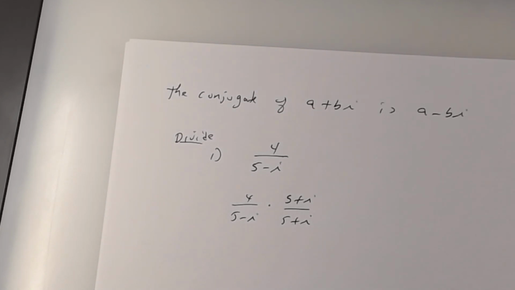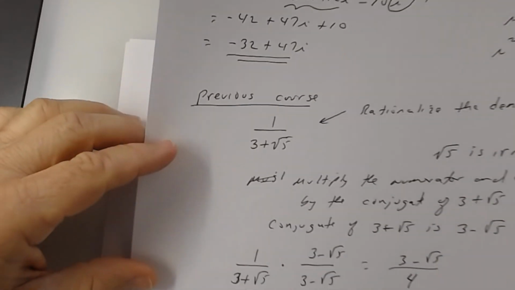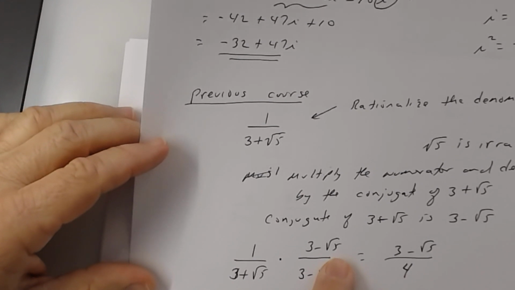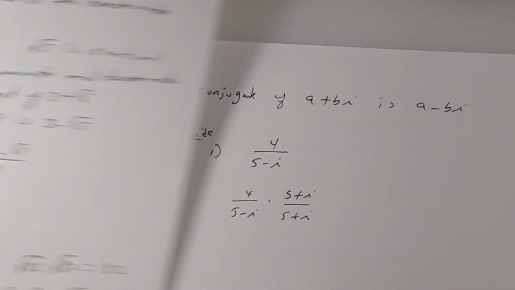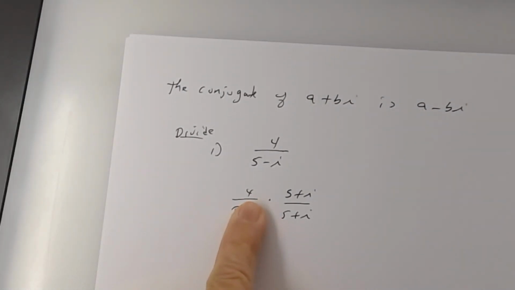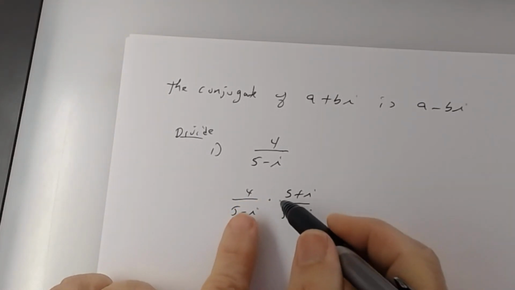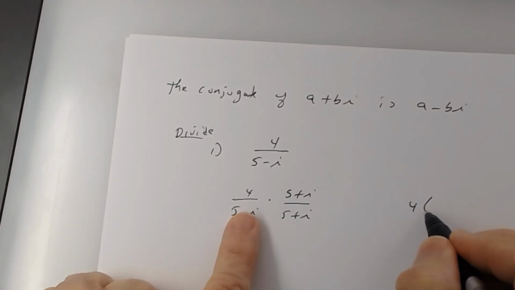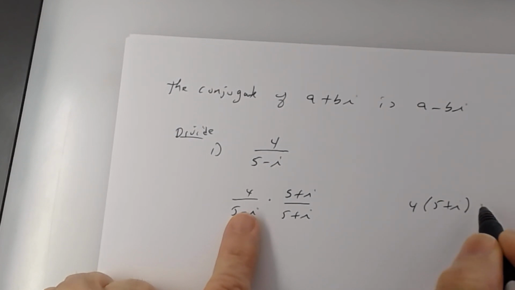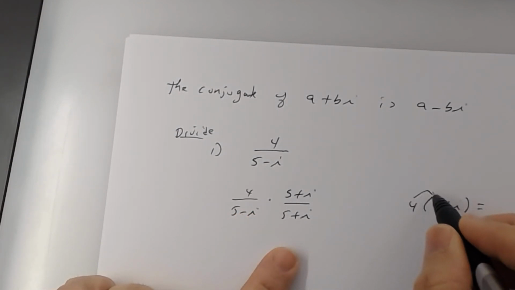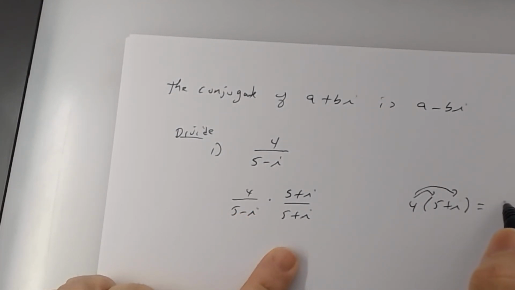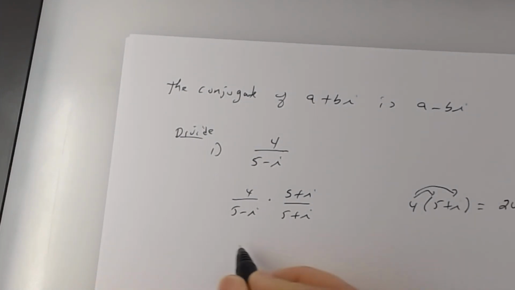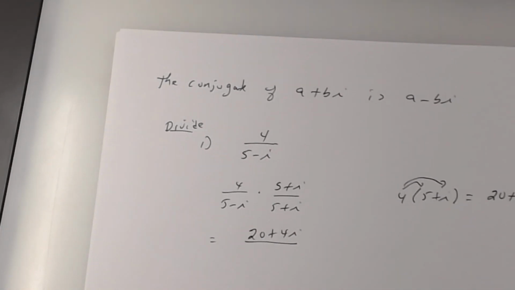Now in the previous problem, that was a 1 right here in the numerator. So 1 times this numerator is just that numerator, right? Now that's not a 1 though, so you have to think about what you're going to do. And what you have here is 4 times 5 plus i, right? So what are you going to do there? Distribute. So what does that become? 20 plus 4i. So that's the numerator. All right. Now we've got to multiply the denominator together.